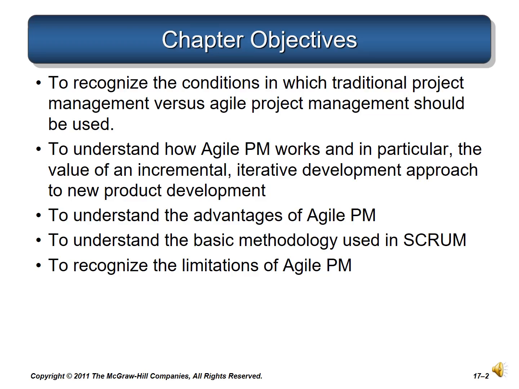The objectives of the chapter are to recognize the conditions in which traditional project management versus agile project management should be used, to understand how agile project management works, and in particular, the value of an incremental, iterative development approach to new product development, to understand the advantages of agile project management, to understand the basic methodology used in Scrum, to recognize the limitations of agile project management.